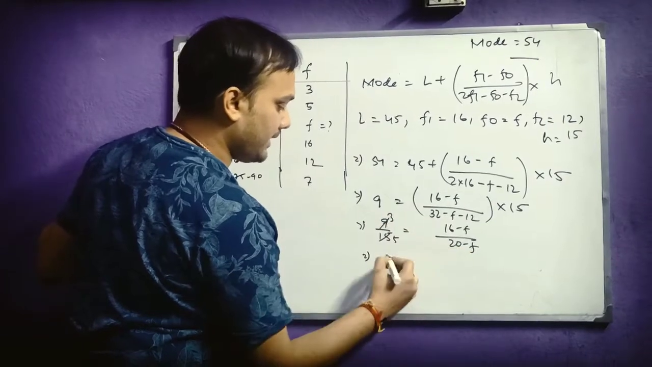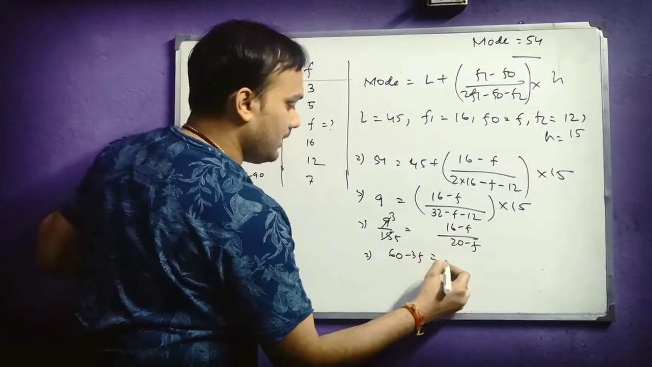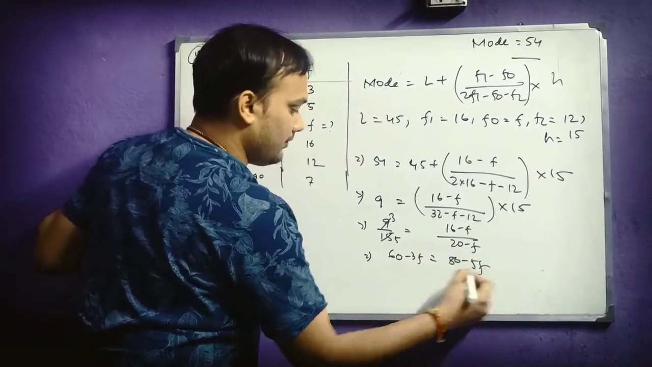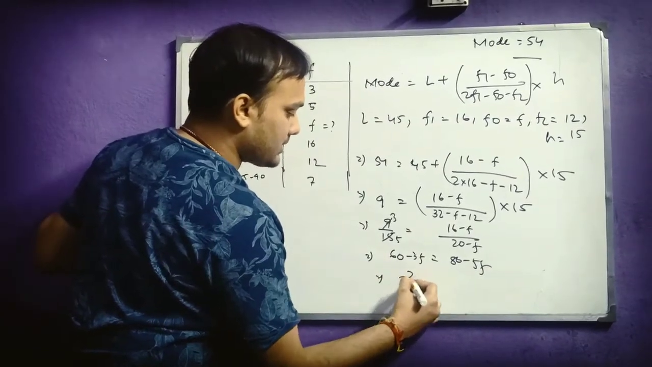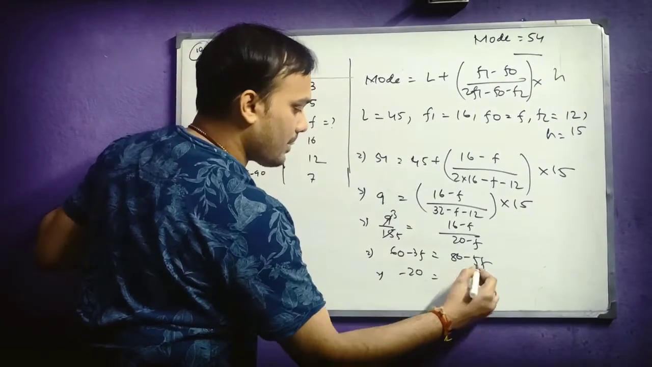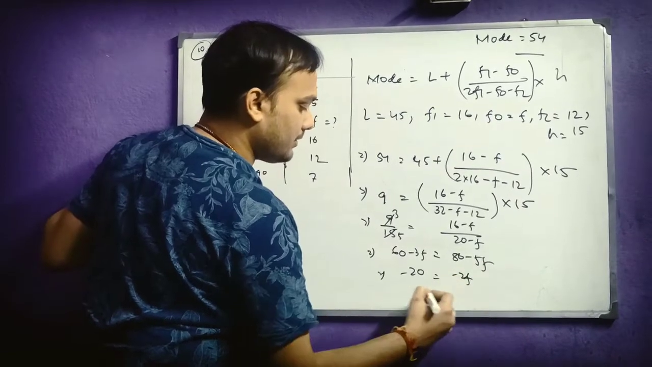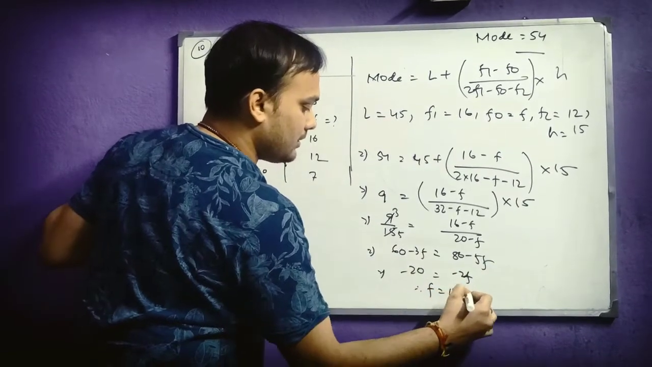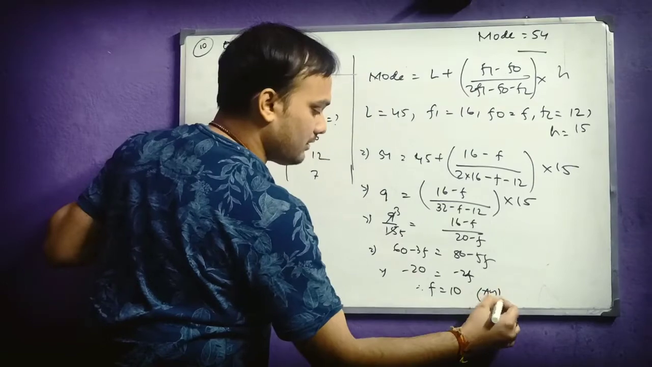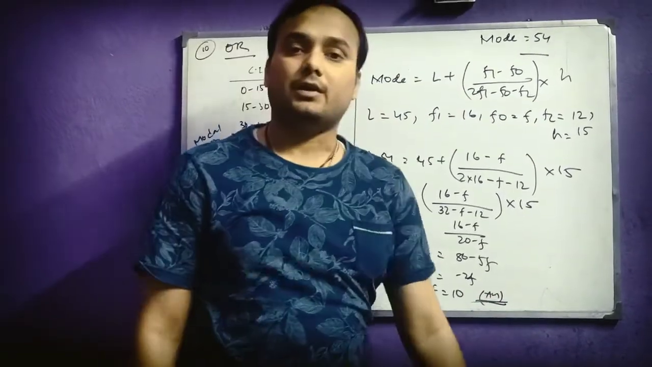Do the cross multiplication. 60 minus 3f equals 80 minus 5f. So you'll get here minus 20 equals minus 2f. Therefore, f equals 10. So our answer is f equals 10. So this is the way.